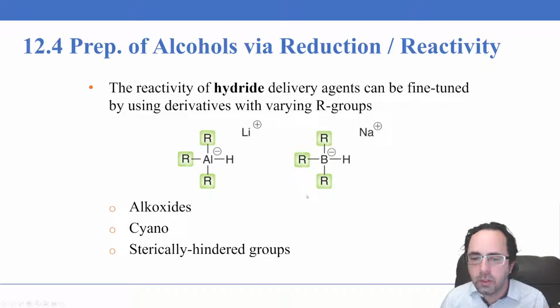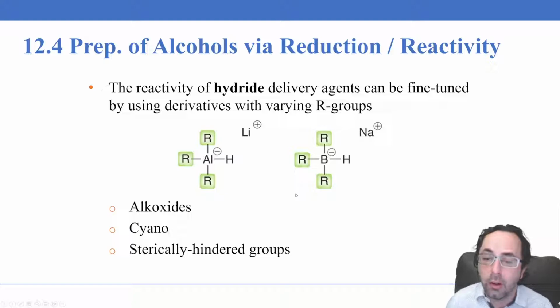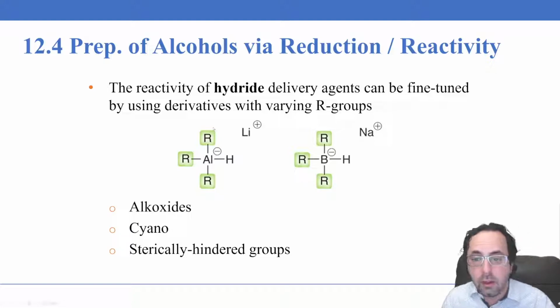Also, sometimes there are substituents on these. It doesn't have to be all hydrogens on the aluminum or the boron, just one, the one that you're going to give away. So other groups can be used to tune the reagent. For example, sterically hindered groups can make it so that it can't get into certain places in a molecule, and so forth. So there are deviations to these, but the key component is the boron and the aluminum with a hydrogen atom attached here.